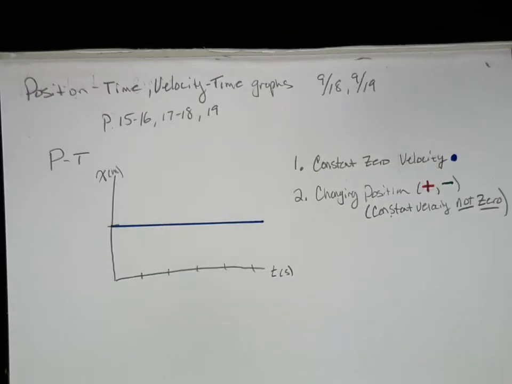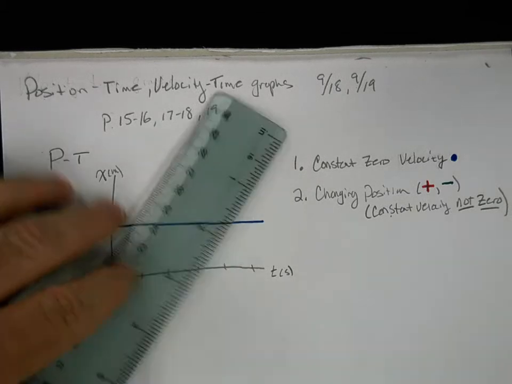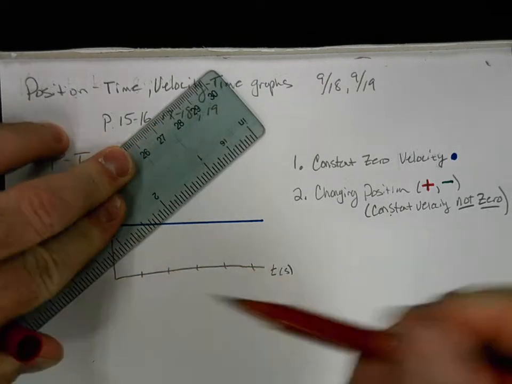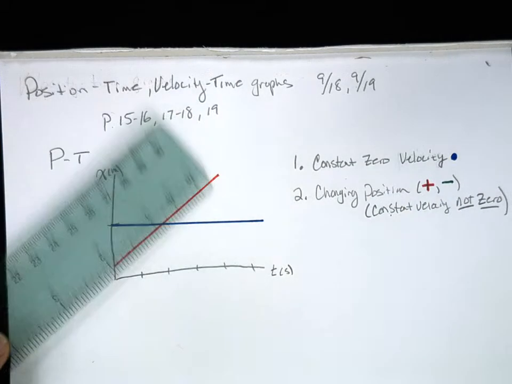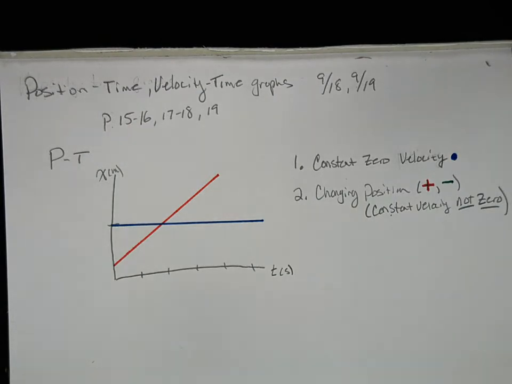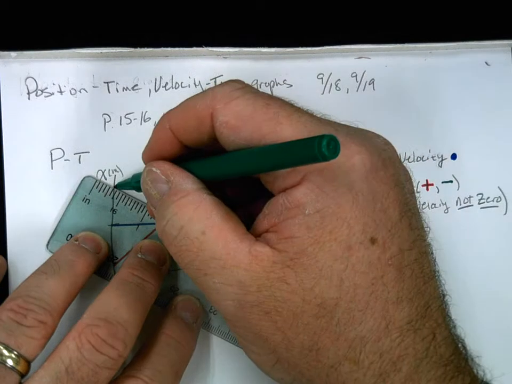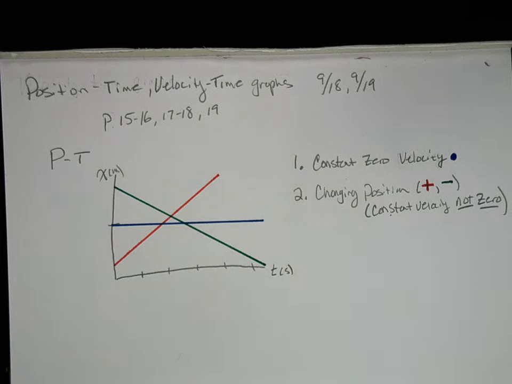If we have a changing position with a positive velocity, that means, according to our left-handed slope, that we are going to be increasing, and we're going to go something like that with respect to time. And if we have a changing position but it is negative, then it's going to look something more like that.